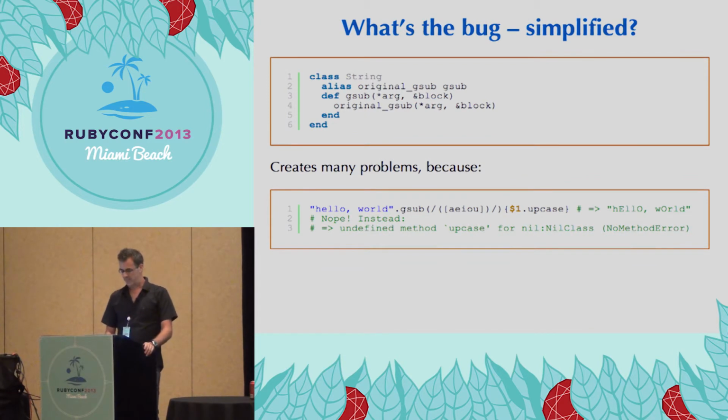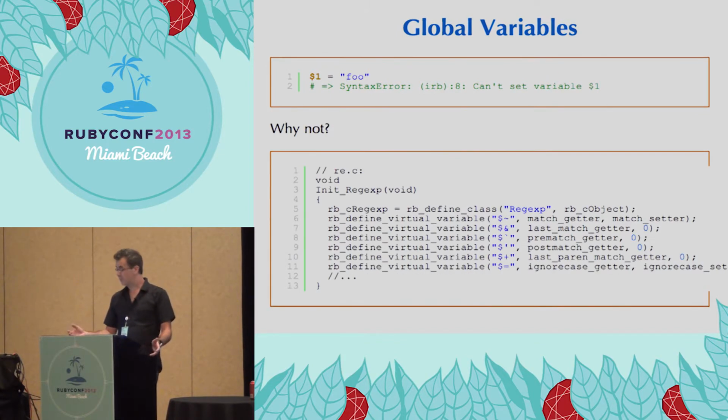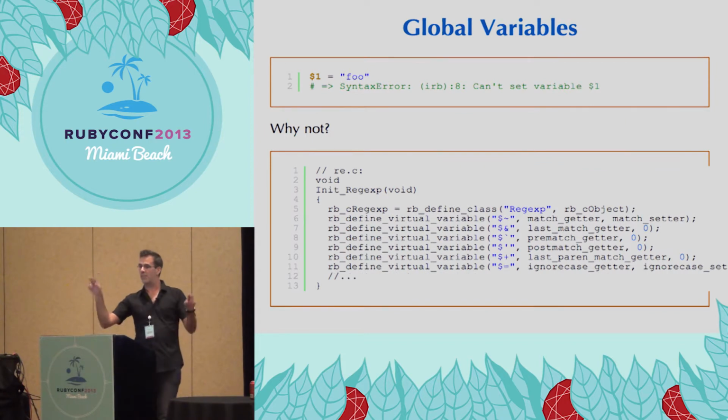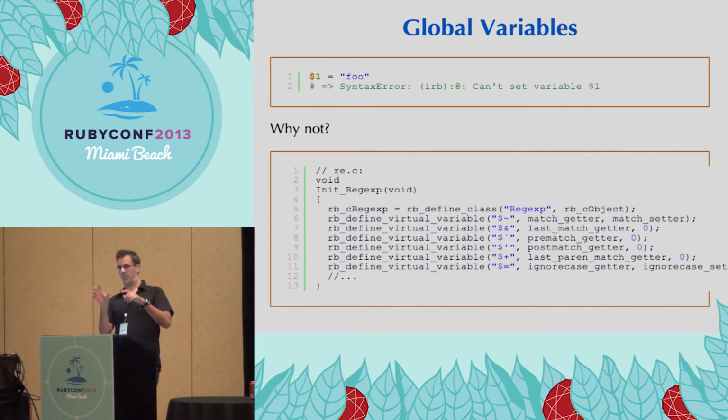What's up with that? Well, actually, $1 is not really a global variable. If you try to set it, for instance, it will tell you can't. So I was like, okay, let's go into C code because I've got no idea what's going on with this. And if you do, you'll find that there's a whole bunch of virtual variables. And they're defined like this in the C code. So, okay, I can't play around with the $1, and because of the block context, it doesn't work anymore.